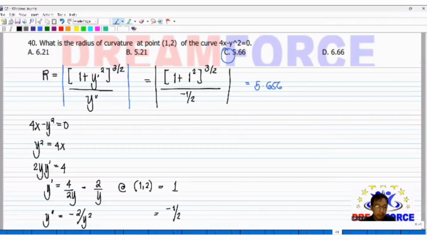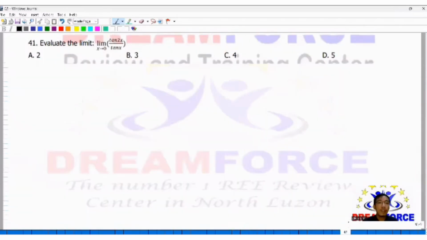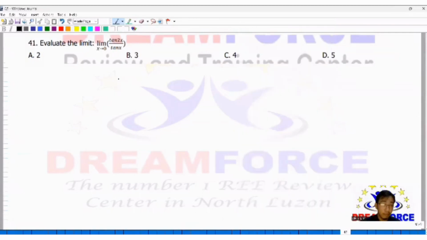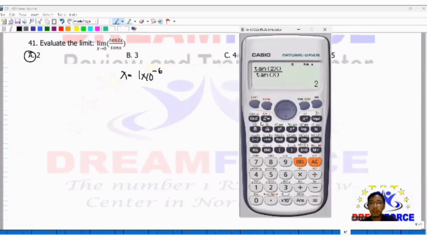Okay. Next number. Medyo madali na lang yung mga nasa number 41. Evaluate the limit. O, direct calculator. Again, yung calculator dapat naka-radians. So, tangent ng 2x over tangent of x. As x approaches 0, ikakalk natin dito 1 times 10 raised to negative 6. So the answer is 2. Saktong-sakto.